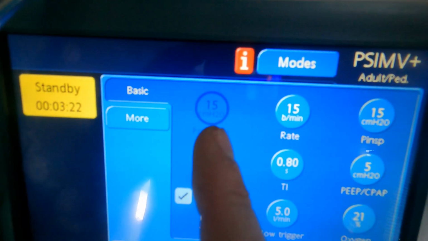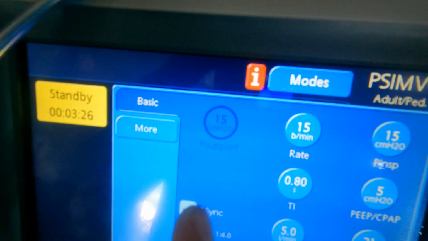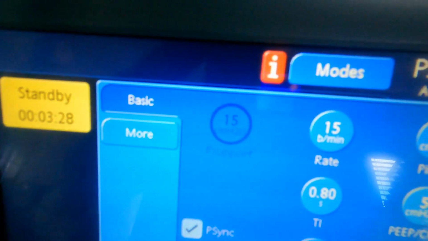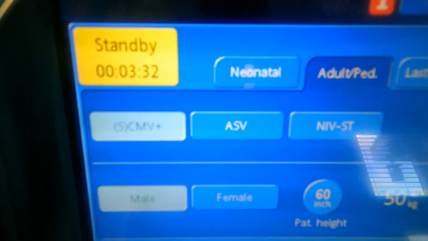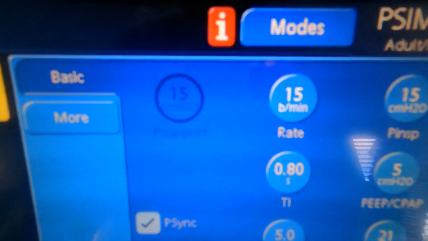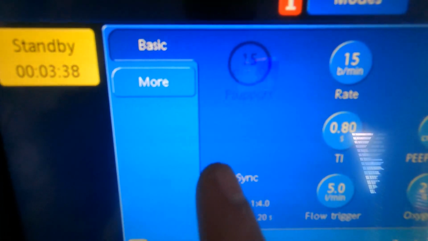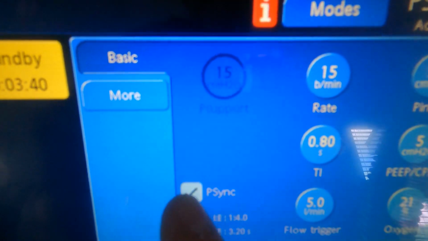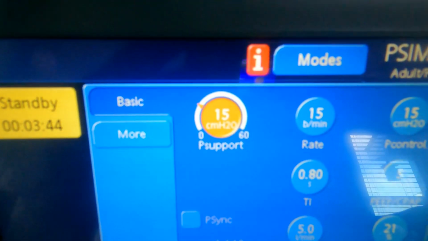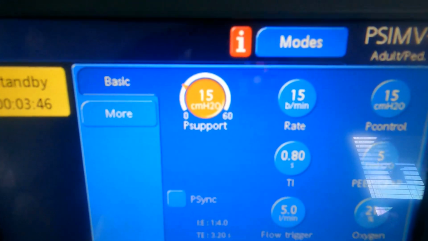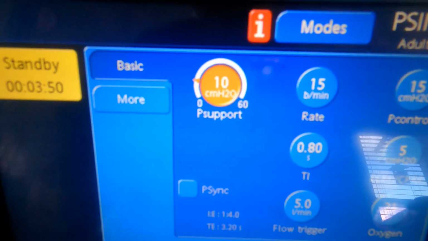Also, we're going to have pressure support. Per our protocols, if they're less than 12 months old, our pressure support is going to be at 10. Now you can see that this is grayed out. That's because we have P sync on, which syncs our support and our pressure control. So I'm going to go ahead and deselect P sync. And now you can see I can change our pressure support. So if our patient was less than 12 months old, we would go ahead and change this to 10.